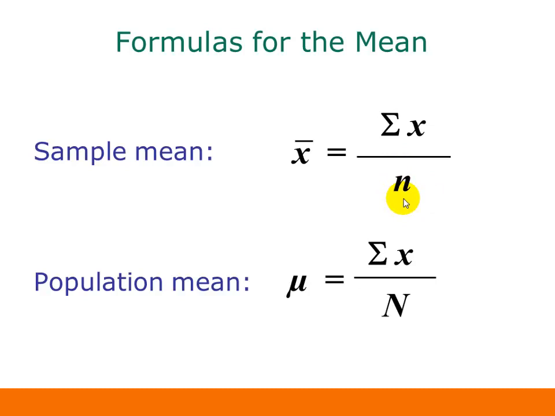Same thing for a population mean. We use a different symbol. Normally for populations we're going to use Greek letters, and for samples we'll use English letters. So this is the letter mu, and again this is telling us to add up all the data values and then divide by, in this case, the size of the population.